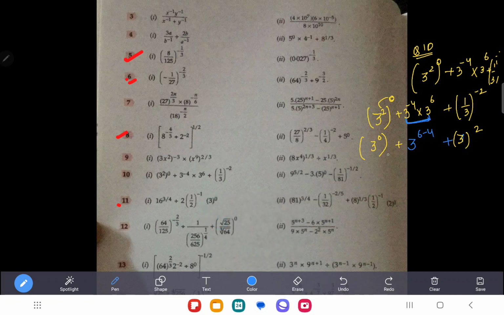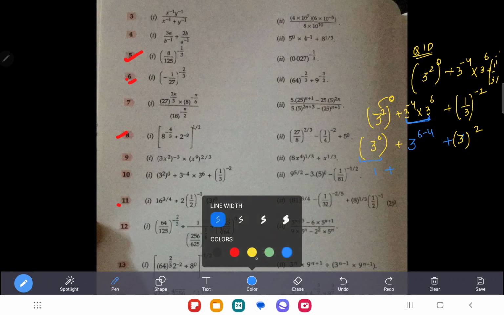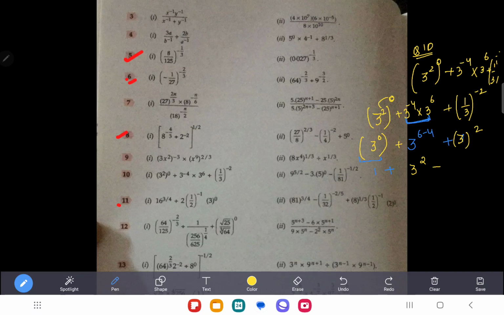So 3 raised to power 0 is 1, plus 3 raised to power 2 plus 3 raised to power 2. So what is 3 raised to power 2? 3 to the power 2 is 9. So don't you think it becomes 9 plus 9 plus 1? So that becomes 19.